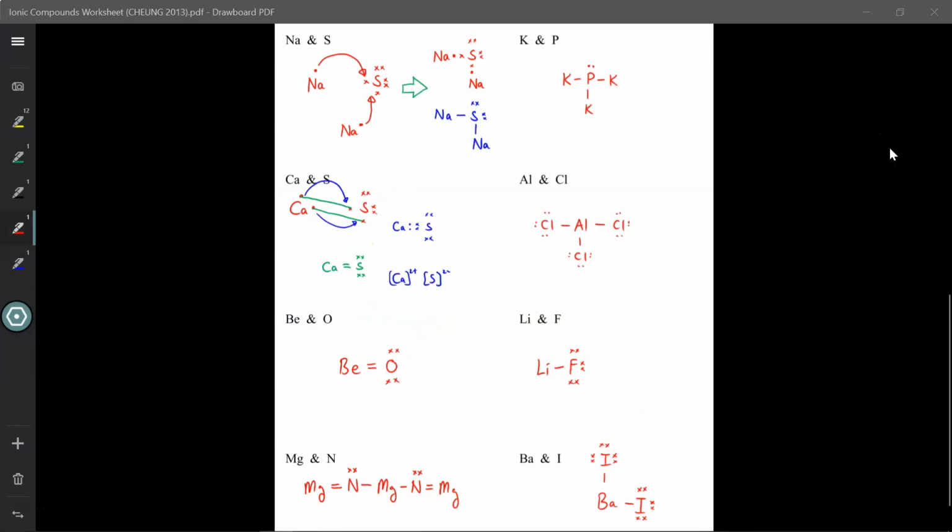Alright, so here are the remaining answers. I only showed it using the line diagram method. I didn't use the square brackets or show every single electron. But again, either or is acceptable.